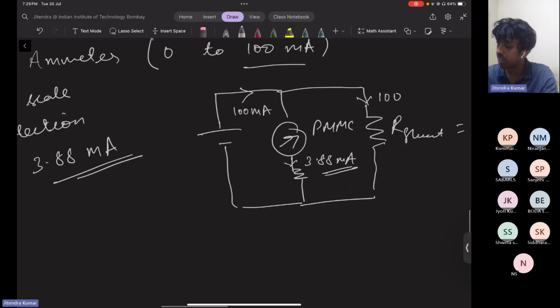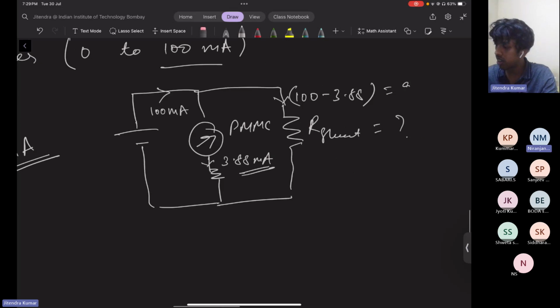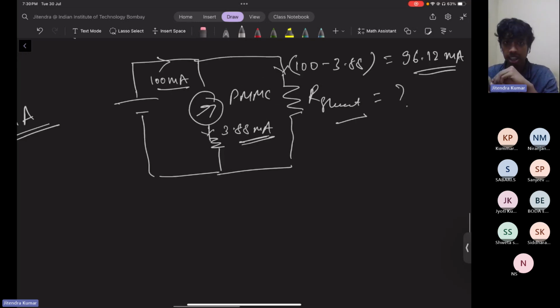That will be how much? 100 minus 3.88, that will be nothing but 96.12 milliampere. So now the shunt current we have calculated. We know this current, we know this current, we know this current. So we can apply the current division rule.